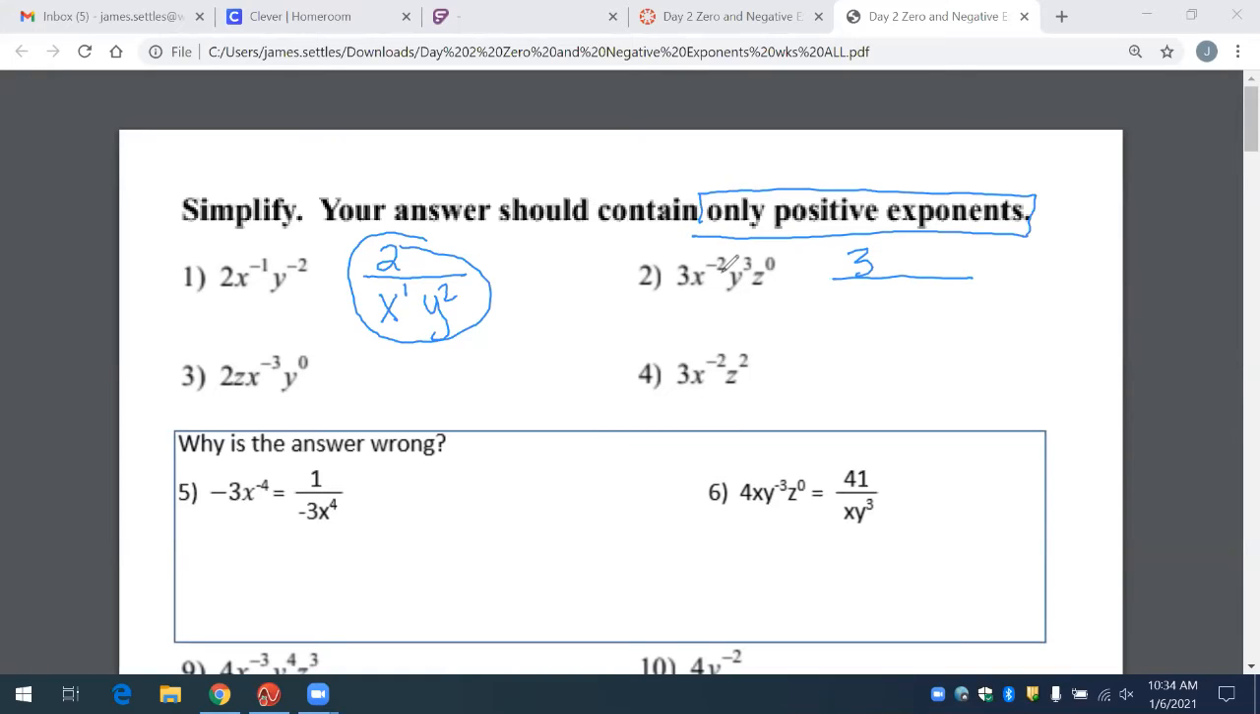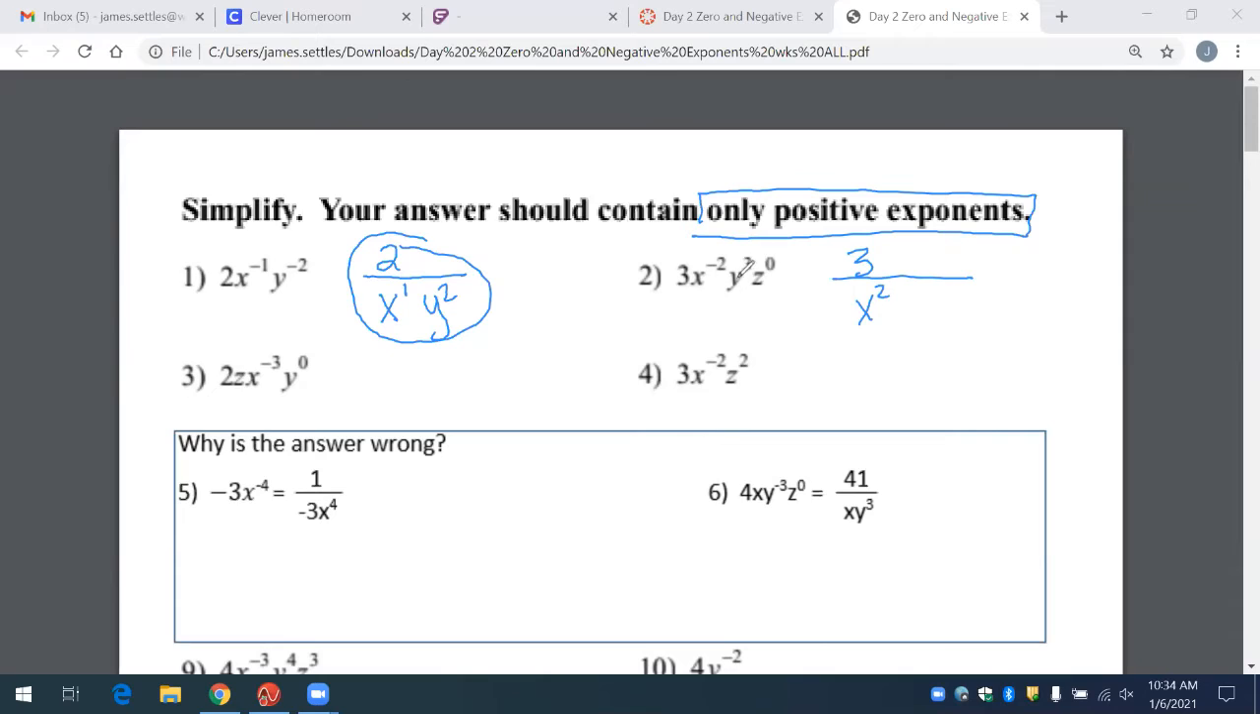All right, x to the negative 2. Are you allowed to have that negative 2? Is the little number allowed to be negative? No. Little numbers are not allowed to be negative. So how do we make it positive? We flip it. So it's going to flip to the bottom and become a positive 2.